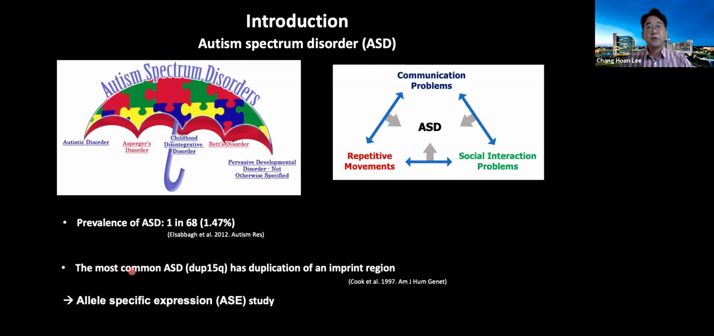Also, the most common form of ASD is dup15q. About 3% of ASD patients have a duplication of the imprinted region, because this is strongly linked with the imprinted region. I was interested in the study of allele-specific expression, ASE.